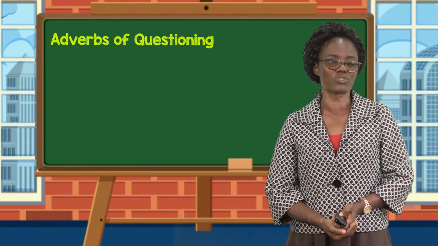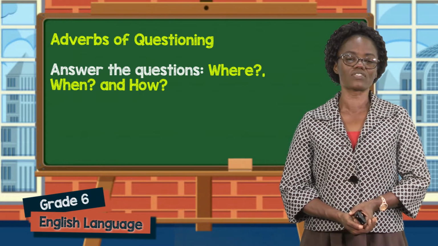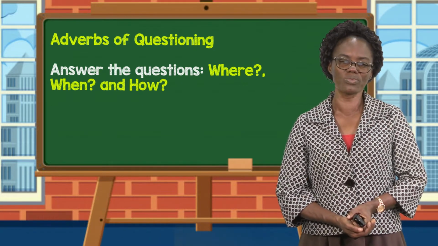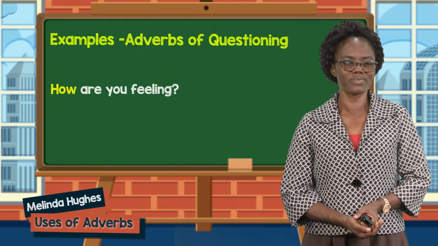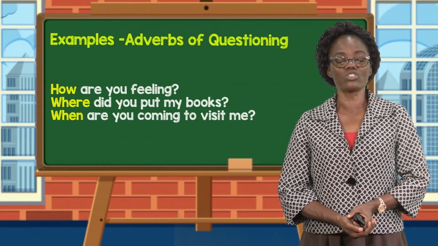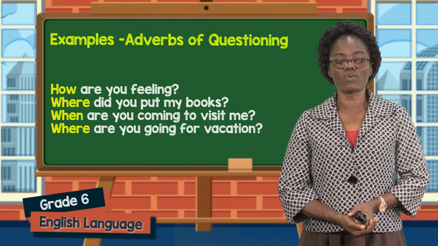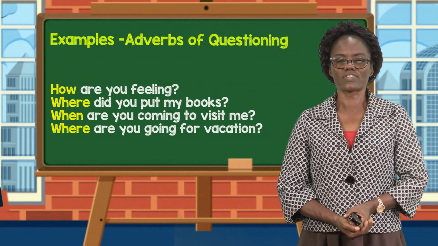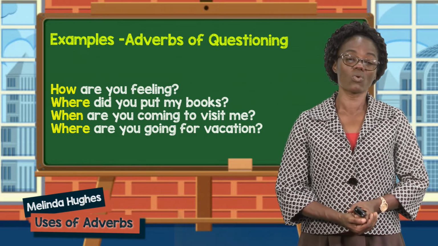Then we have adverbs of questioning. Adverbs of questioning answer the questions where, when, and how. And this is very simple. How are you feeling? Where did you put my books? When are you coming to visit me? Where are you going for vacation? So adverbs of questioning are simply those adverbs or words that ask a question.